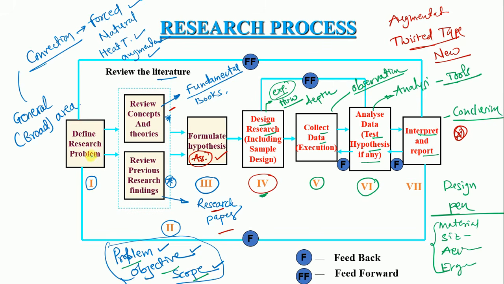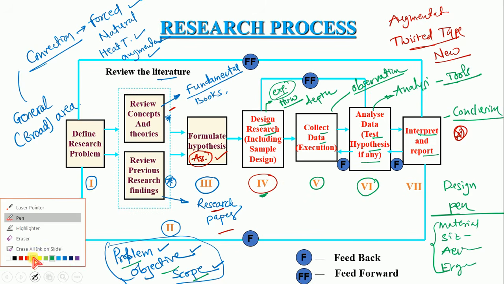So the first step is define research problem. The second step is a review of literature. The third step is making a hypothesis. The fourth step is design research. Then next is collect data, analyze data, and interpret and report. These are the various steps involved in the research.